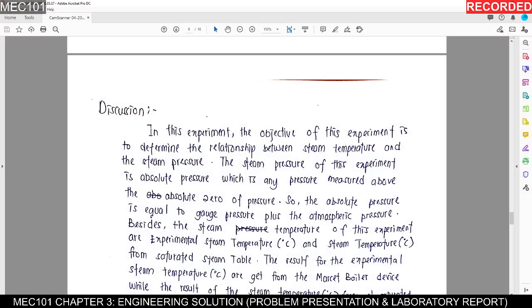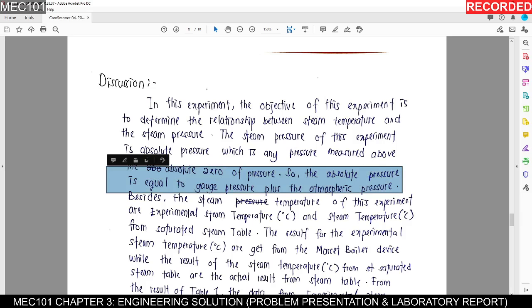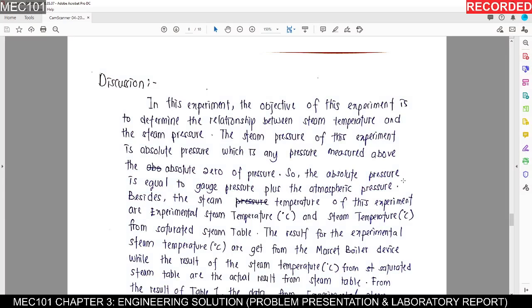Okay, and then they say the steam pressure of this experiment is absolute pressure, which is any pressure measured above absolute zero of pressure. So the absolute pressure is equal to gauge pressure plus the atmospheric pressure. This tries to explain a little bit the theory behind the atmospheric pressure and also the absolute pressure.